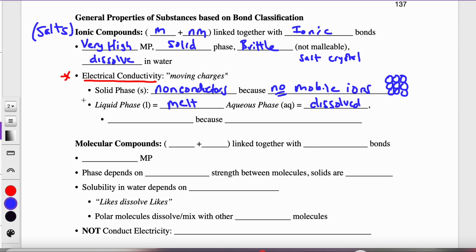But think about how we draw a liquid phase. The particles in that phase are still touching, but they're allowed to move around. So salts, when they are melted and enter the liquid phase, or we dissolve them so they're in their aqueous phase, do conduct, because now the ions are able to move. So they have mobile ions.